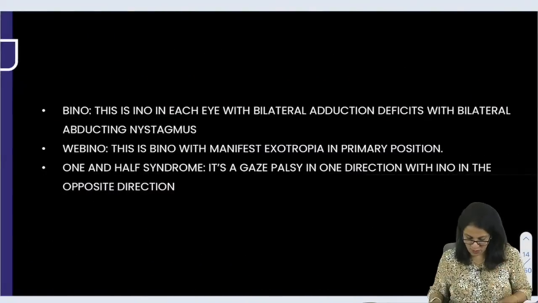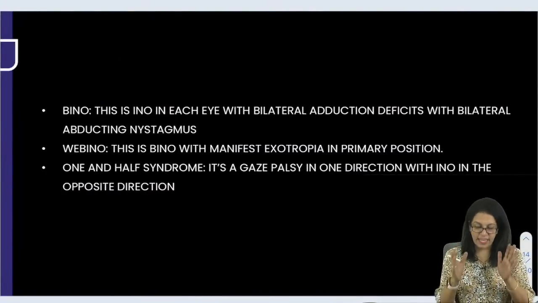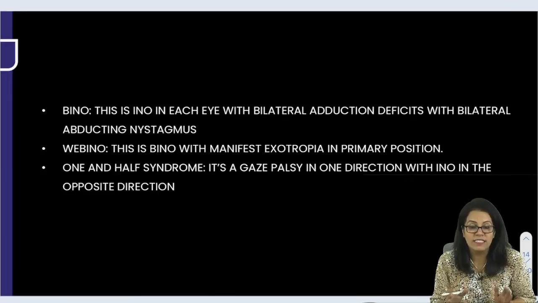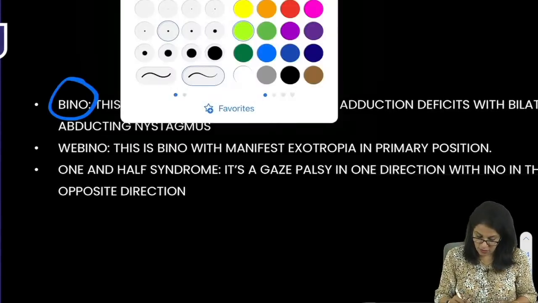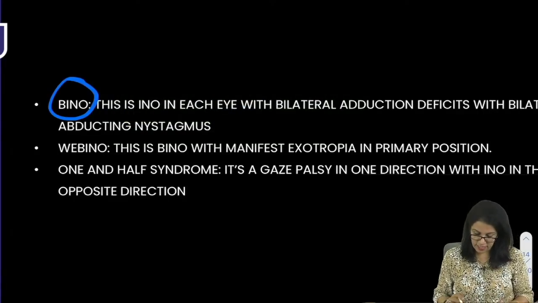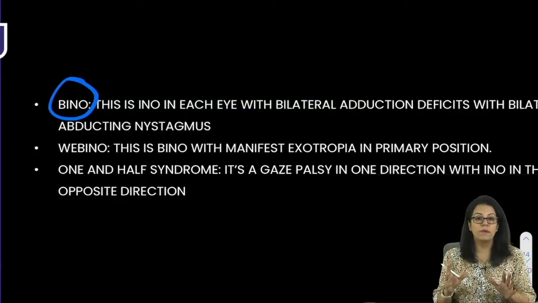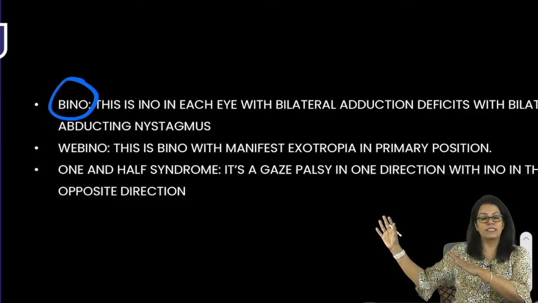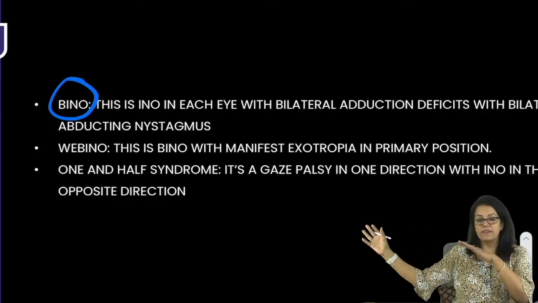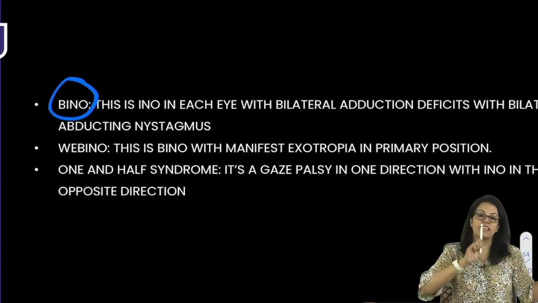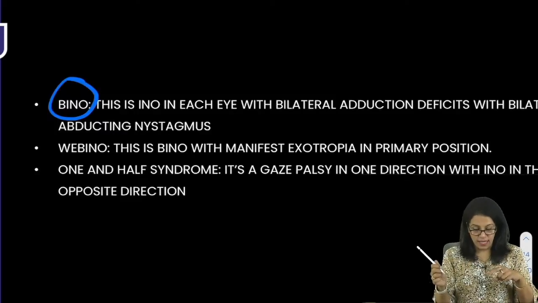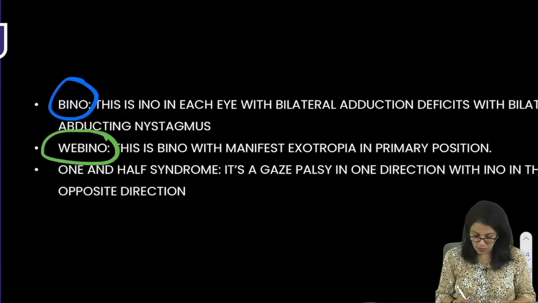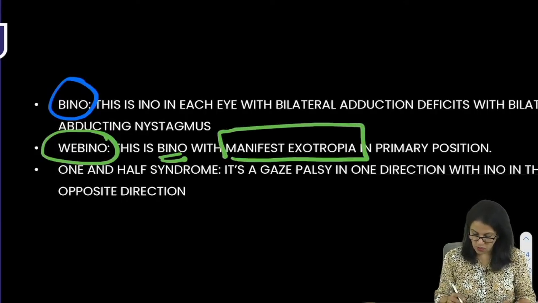Come to the next image, otherwise we won't complete. Now I have included this slide so that I don't forget to tell you, these points can be asked at the INI-CET level. Please keep in mind, what is bilateral INO? What is bilateral internuclear ophthalmoplegia? I hope you remember, if the patient is looking at this side, then there is nystagmus here and defective adduction on this side. If he tries to look at this side, this time defective adduction is on this side and there is ataxic nystagmus on the other side. So this is called bilateral. And what is WEBINO? WEBINO means apart from this bilateral INO, there is manifest exotropia.